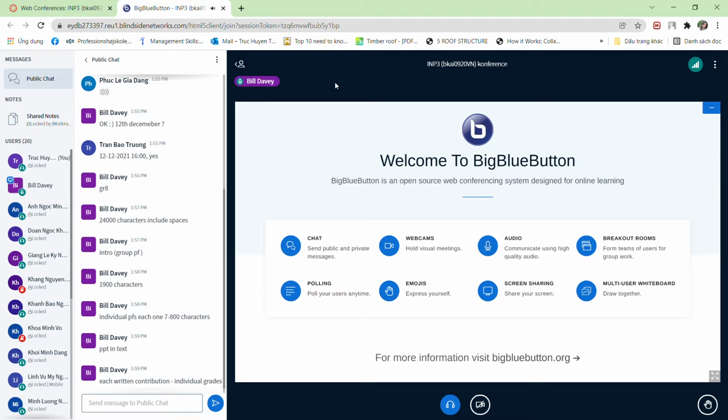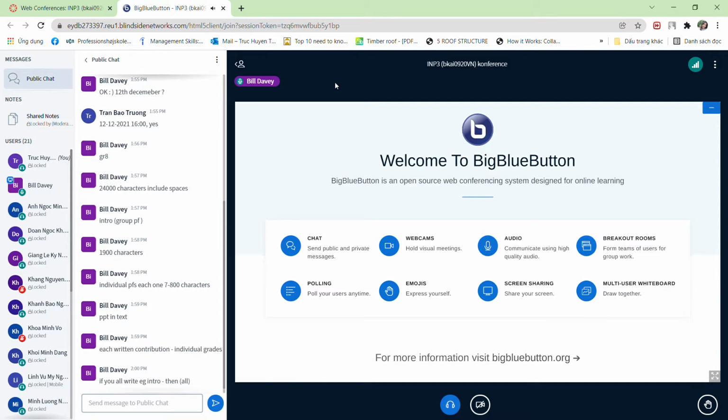If you all write something, for example, you might all write the introduction, then you just put in brackets all, like that. So it doesn't need to be done on a line by line basis. It's more like who wrote which paragraph. Okay. So we've got the introduction done.